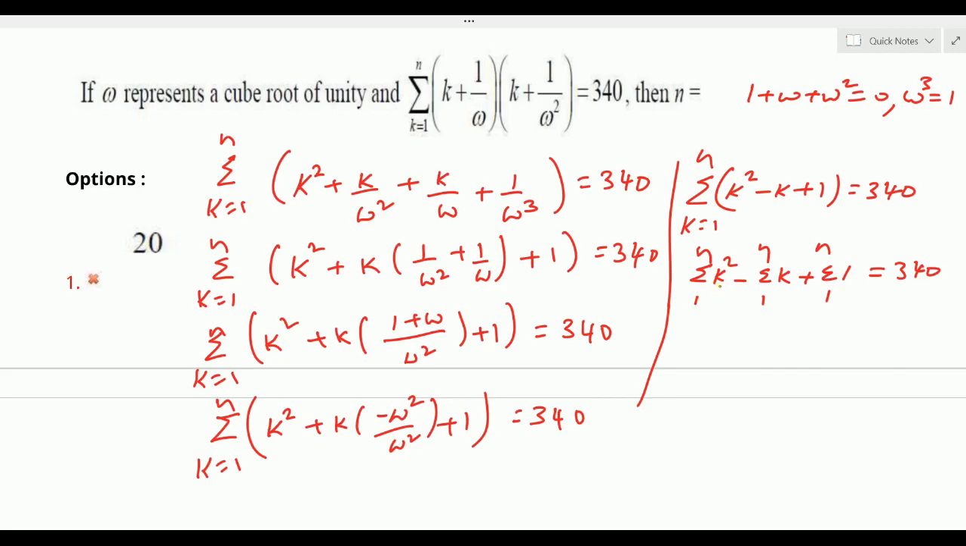ఇప్పుడు ఫస్ట్ టర్మ్ ఫార్ములా ఏంటి? k స్క్వేర్ ఎలా రాయొచ్చు? అప్ టు n కాబట్టి n ఇంటూ n ప్లస్ 1 ఇంటూ 2n ప్లస్ 1 బై 6. ఇది ఫార్ములా సిగ్మా k స్క్వేర్ మైనస్ సిగ్మా k అంటే n ఇంటూ n ప్లస్ 1 బై 2 అండ్ సిగ్మా 1 ఈస్ n అప్ టు n టర్మ్స్ కాబట్టి 340కి ఈక్వల్ కావాలి. ఇక్కడ మనం n వాల్యూని బై ద ఆప్షన్స్ వెరిఫికేషన్ చేస్తాం.